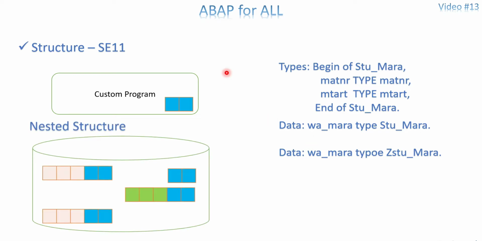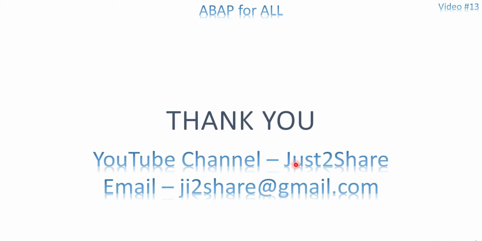And the other one is a nested structure. These are tables. I include a structure, and this is my structure. Inside a structure, I can include the structure which I create. This is called a nested structure. Okay, so we'll see everything, and I'm also going to show you how to use a structure inside a custom program, how to pass a value for a structure, nested structure, and deep structure as well. Okay, so let's take you to the system.